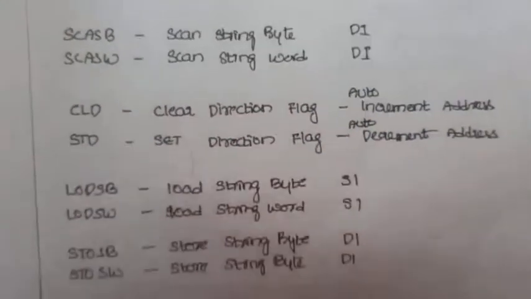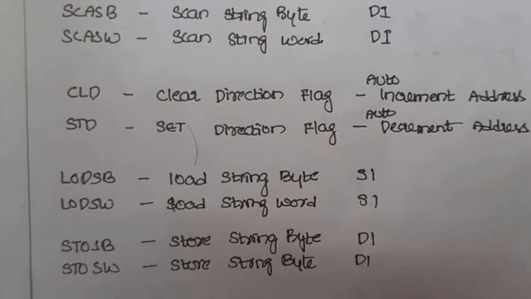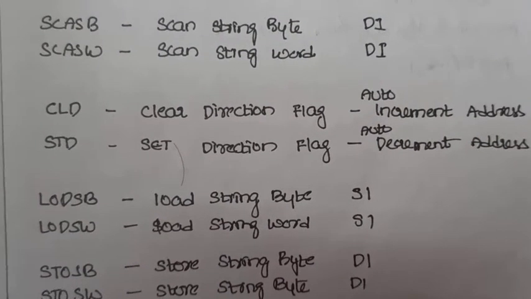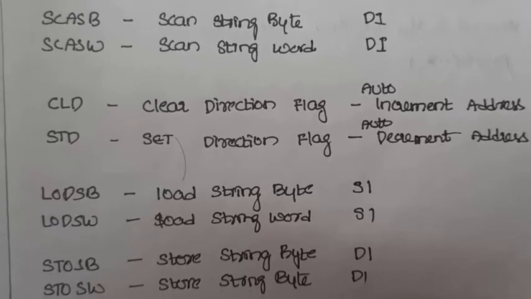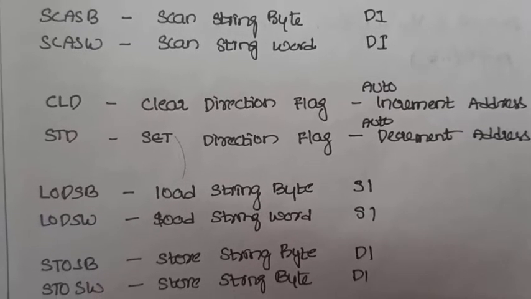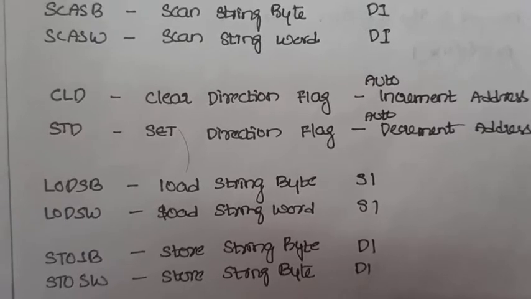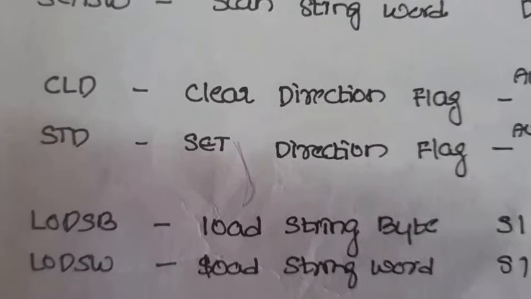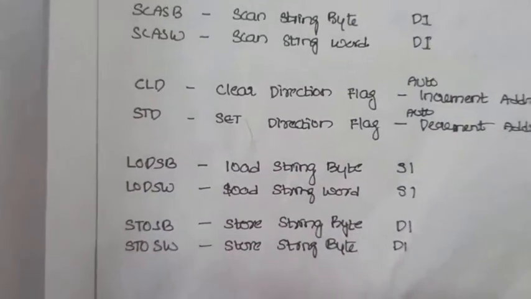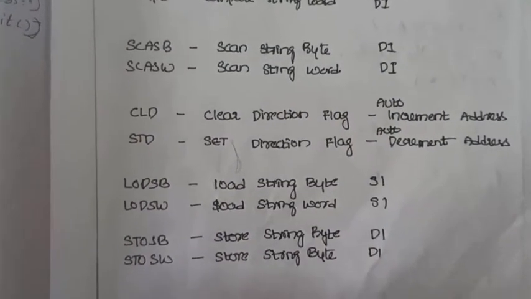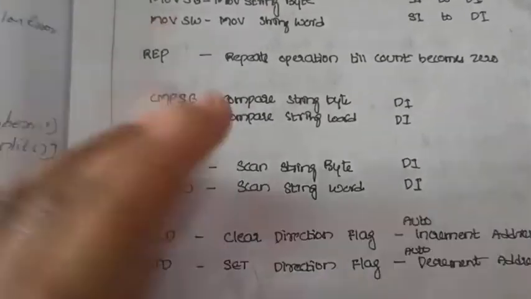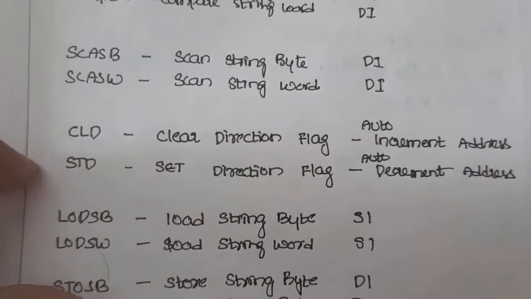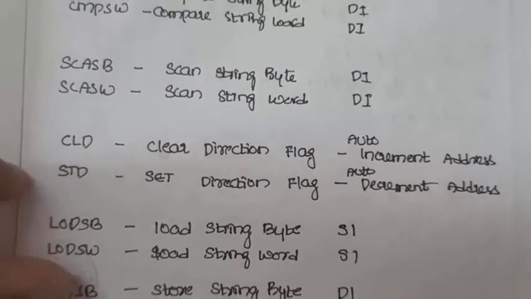Two very important instructions here depend on the direction flag. If you have a series of data and want to access it, the direction of accessing should be specified using these two instructions at the start of the program itself. Whatever string instruction you use, either scan, compare, or move, depending on this direction flag only, the operation or the accessing of data happens.